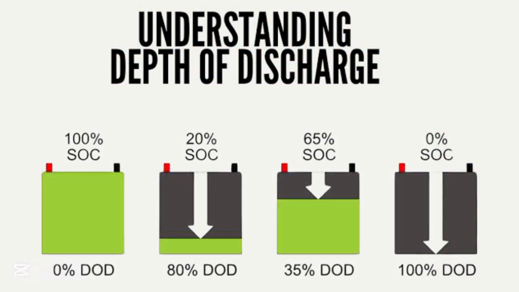Depth of discharge refers to how much energy has been used from a battery relative to its total capacity. It is usually expressed as a percentage. For example, if a battery is fully discharged, it has 100% depth of discharge. But if you have only used half of the battery's capacity, that is a 50% depth of discharge.